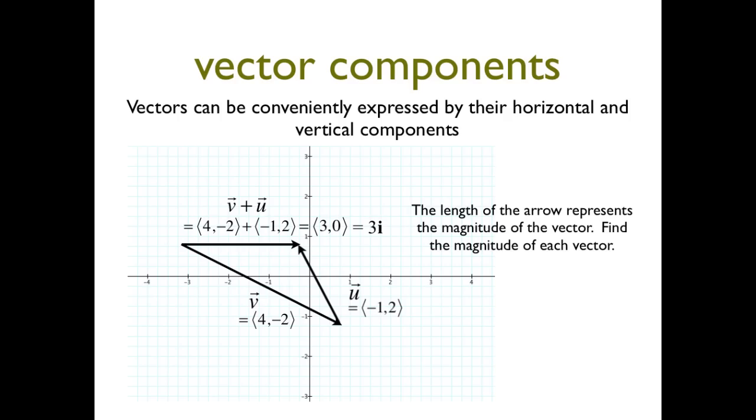All right, so remember that the length of the arrow represents the magnitude of the vector, so we want to find the magnitude of all three of these vectors. How would we find the magnitude of those vectors? Okay. How about v plus u? Let's do that first. What's v plus u?